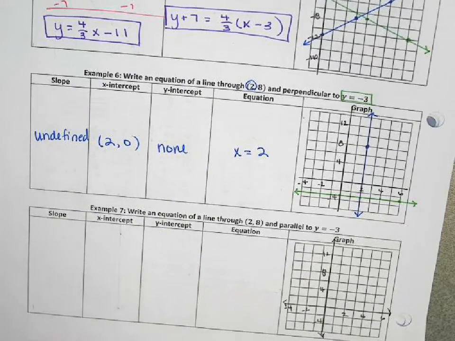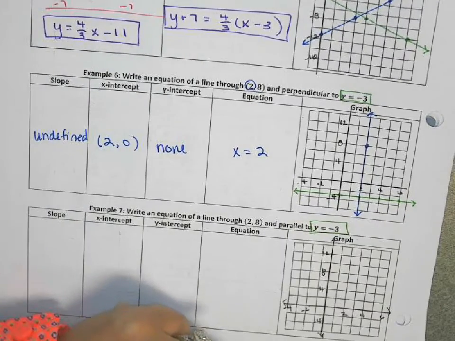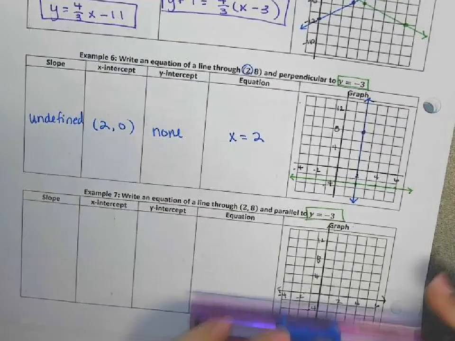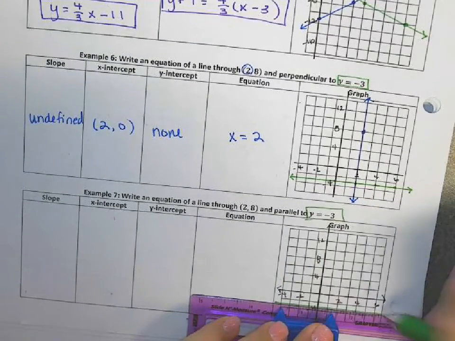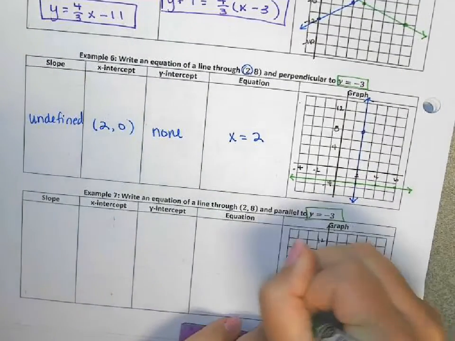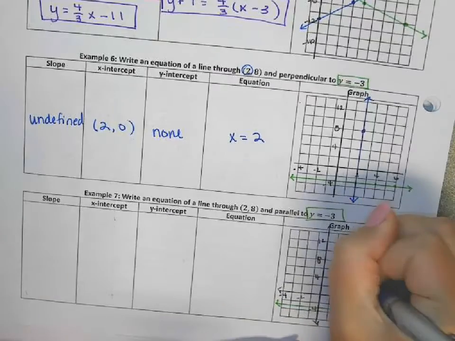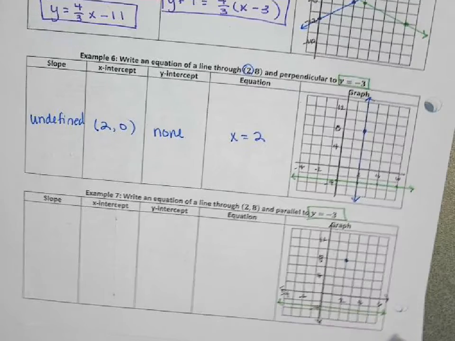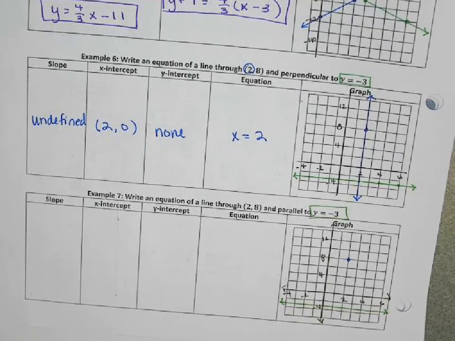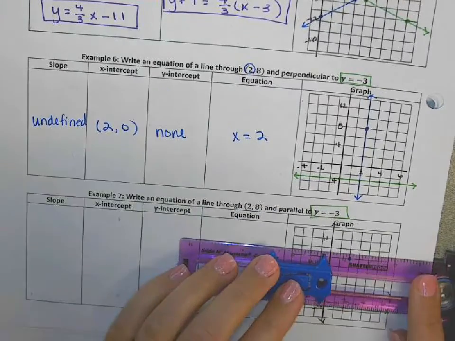So it has to be parallel to y equals -3. So our original equation, again, is that horizontal line through the y-axis at -3. So it's this line right here. Okay. Our new line has to go through the point 2, 8. And it says it's parallel. So what kind of line is going to be parallel to that horizontal line? Another horizontal line.